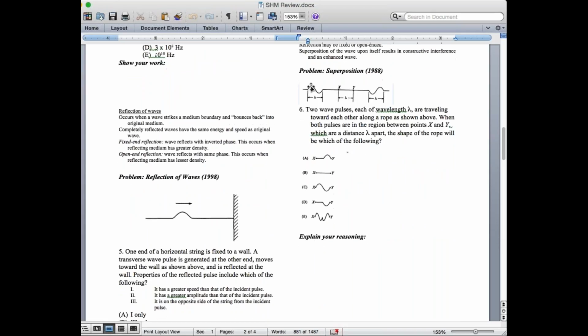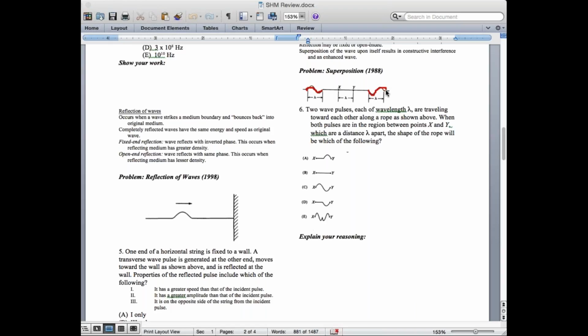If we have two wave pulses, each of wavelength lambda, so the same wavelength, traveling towards each other along the rope as shown. When both pulses are in the region between x and y, which are a distance lambda apart, the shape of the rope will most be the following. If you look at the wave on the left and the wave on the right, they're very, very similar. But the point we want to make is that this one goes up and down the same amount as this one goes down and up.